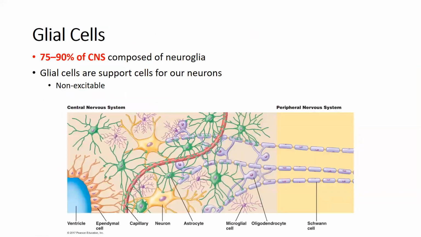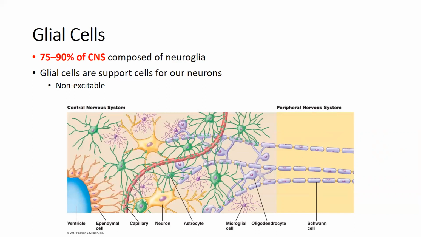Any questions so far? All right, so let's move on to talk about your glial cells. So we looked at your neurons, which are your main cells of the nervous system. Glial cells, although they are supporting or supportive in their role, they comprise the majority of the CNS. Okay, about 75 to 90% of the central nervous system is comprised of your neuroglia. And neuroglia is really all of these supporting cells that we're going to mention.